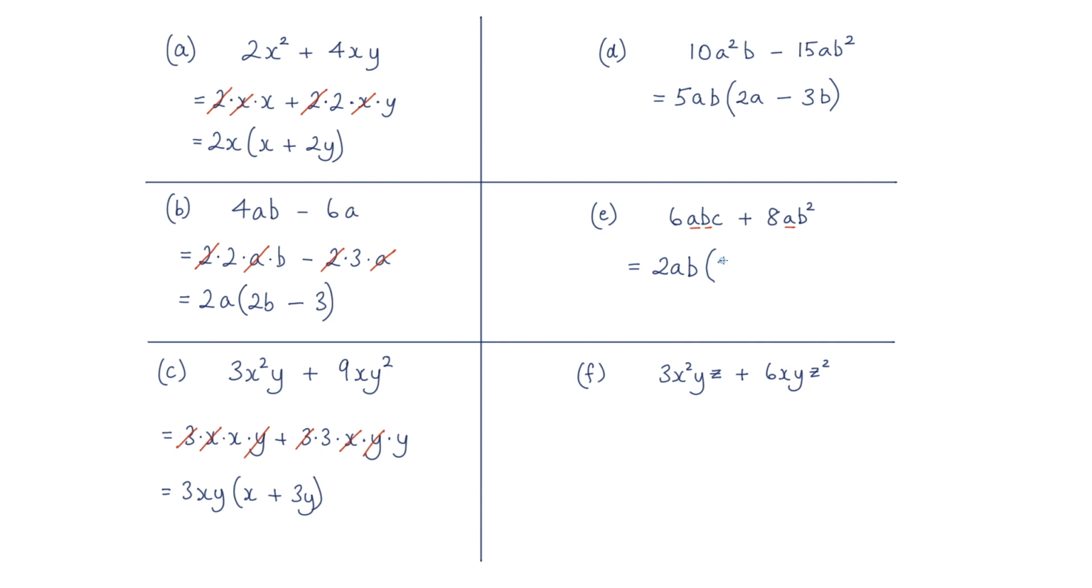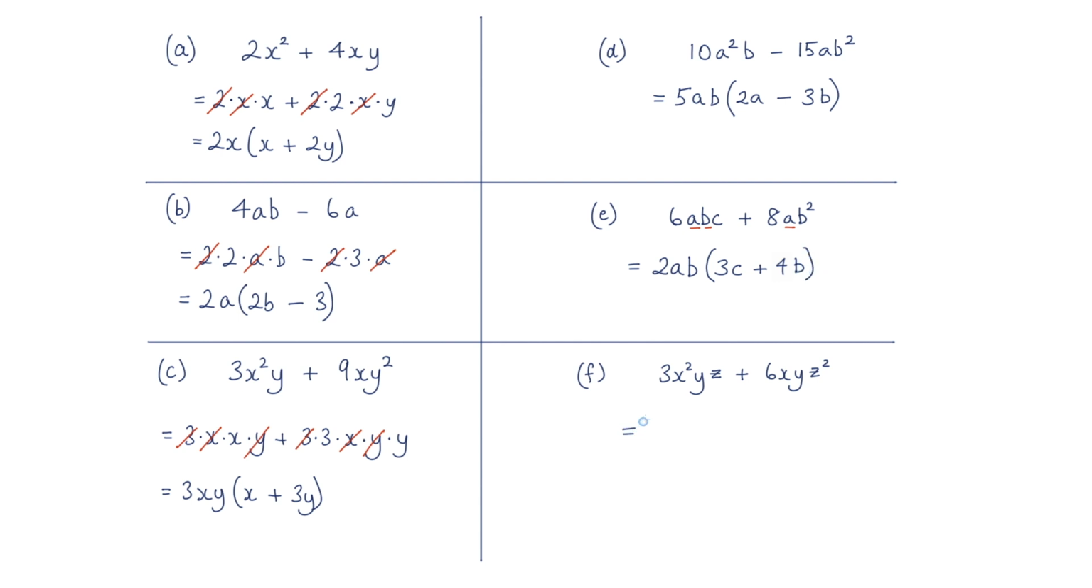Well, 2 multiplied by 3 gives me 6. I've already got the A, I've already got the B, so I just need a C. Plus 2 multiplied by 4 will give me 8. I've already got the A, I've already got 1b here, but I need b squared, so I need to multiply that by b.